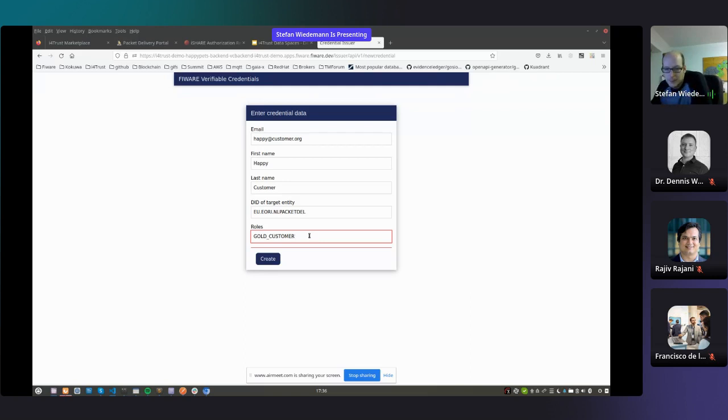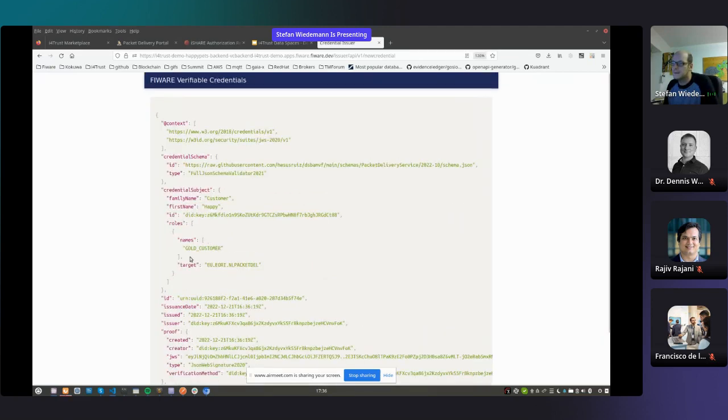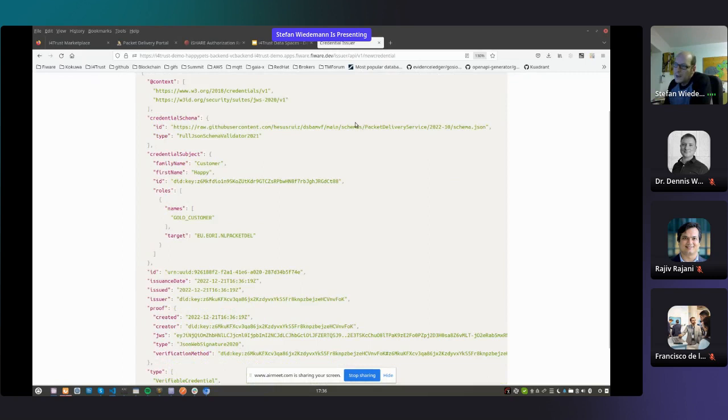If the customer uses the same credential in a different context, for example, if he also wants to access the Happy Pets shop with it, Happy Pets might have different roles. It would then also add an entry with the entity ID of Happy Pets and the role that belongs to Happy Pets. We can see that better in the JSON representation of the verifiable credential here, because that's basically part of the credential subject.